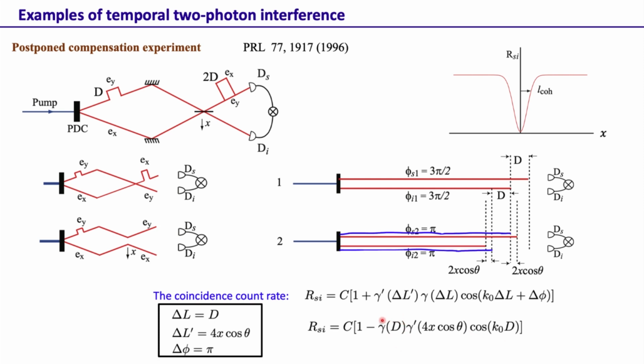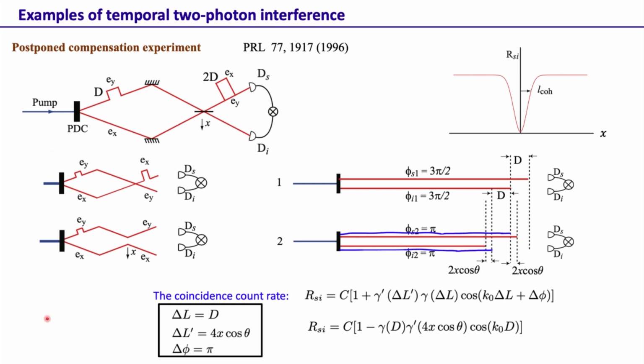Of course, this is a fixed quantity. Gamma D is also a fixed quantity, and if we assume that D is much smaller than the coherence length of the pump, then this is pretty much equal to 1, and this is just a fixed quantity. So as a function of x or 4x cosine theta, what we see is just the profile of gamma prime, and hence we see a 0 in the coincidence count rate.